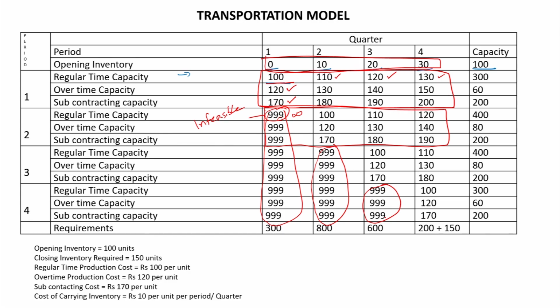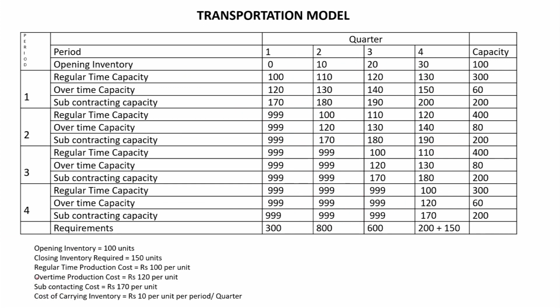Okay. Now, let us look back again. This is our quarter 1, this is our quarter 2, quarter 3 and quarter 4. This is how the cost matrix has been filled. This is your normal cost which is given: 100 rupees is the regular time, 120 is the overtime and 170 is the subcontracting. Same way we have kept it here, and here, and here.